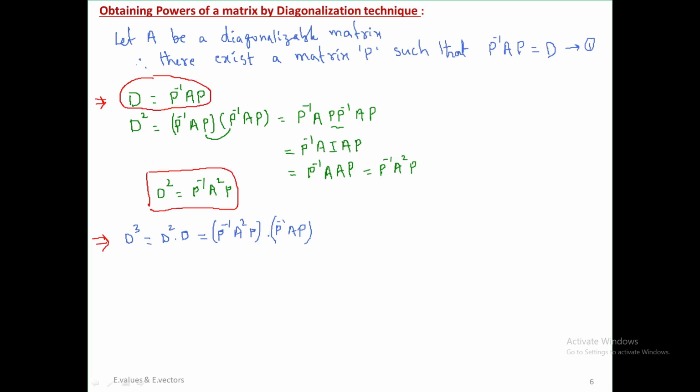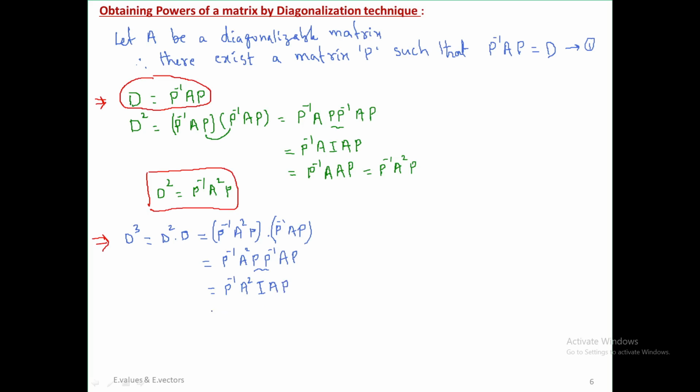So in the next step this becomes P inverse A square into P and P inverse A into P. Now P into P inverse becomes identity matrix. So this becomes now P inverse into A square, right? P into P inverse is identity matrix. Identity matrix into A into P.